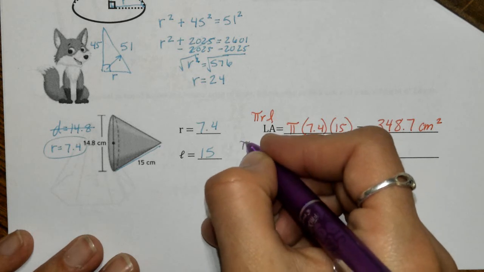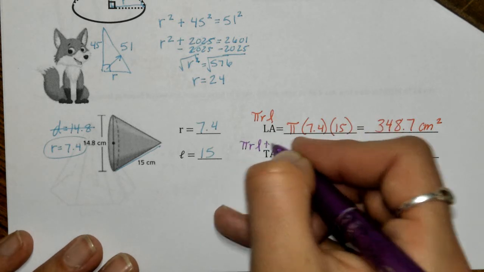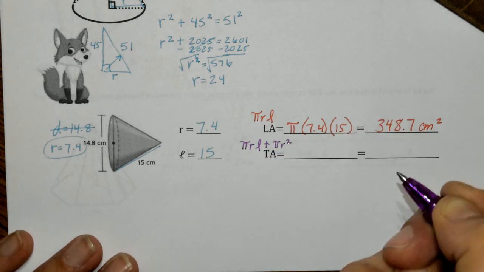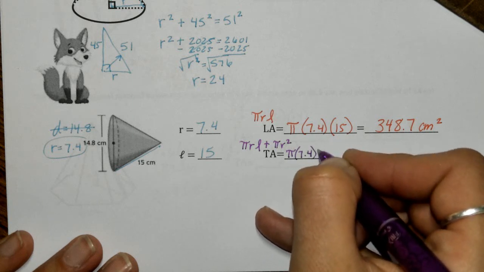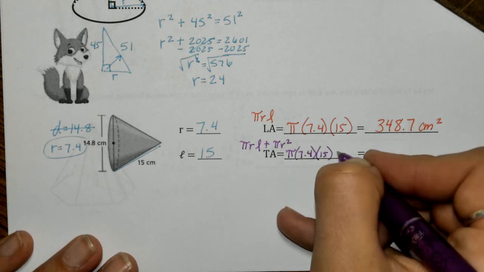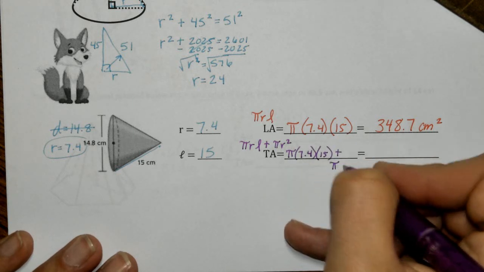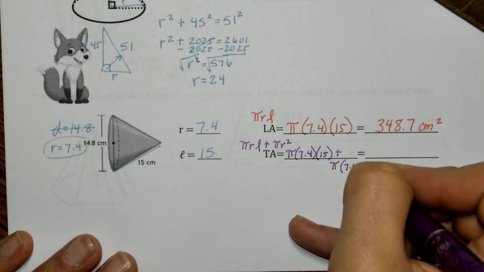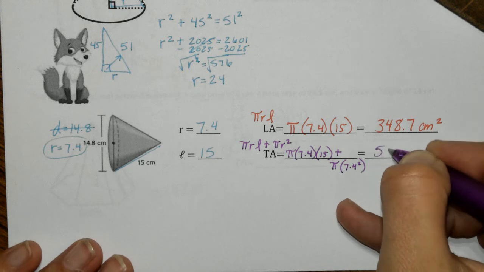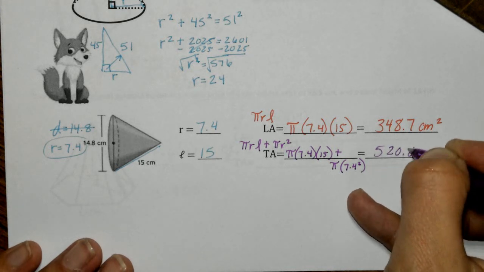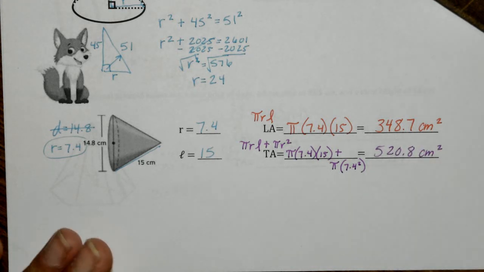Total, pi radius slant height plus pi radius squared. Here we go, pi, 7.4 radius, 15 slant height, plus, I'm going to put it down here, pi radius of 7.4 squared. Or just add the base to the lateral that we already found. We should get roughly 520.8 centimeters squared. And those are the pyramids and the cone's surface area.